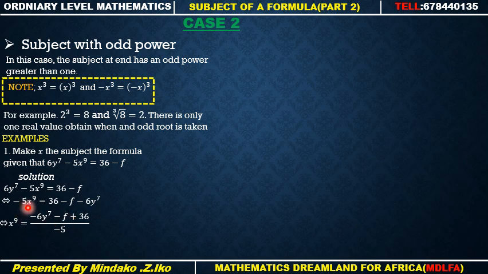Now if you divide through by negative 5 here, and then divide the other side through by negative 5, this negative 5 that will be in the denominator here will cancel this other negative 5 in the numerator. That is why here x is actually left alone.